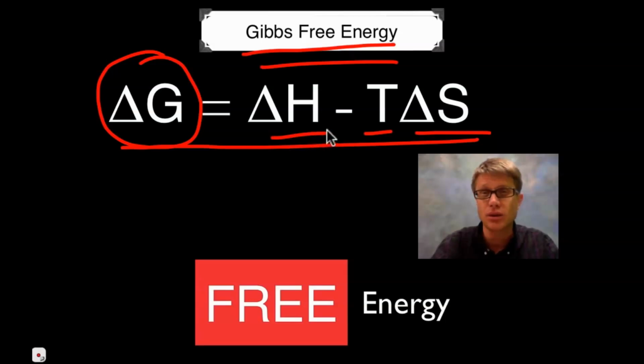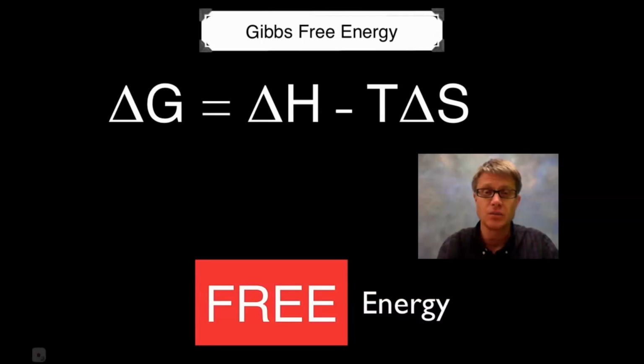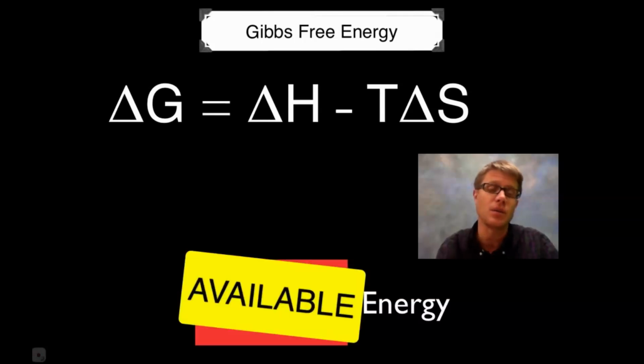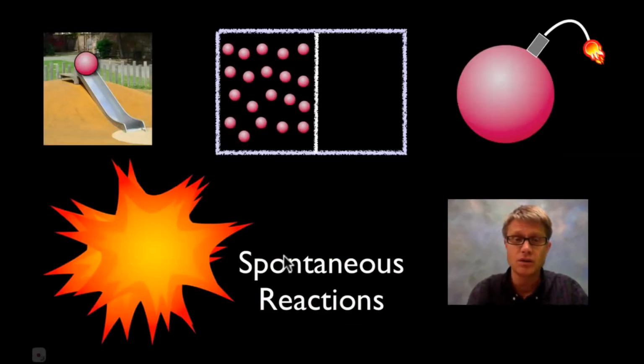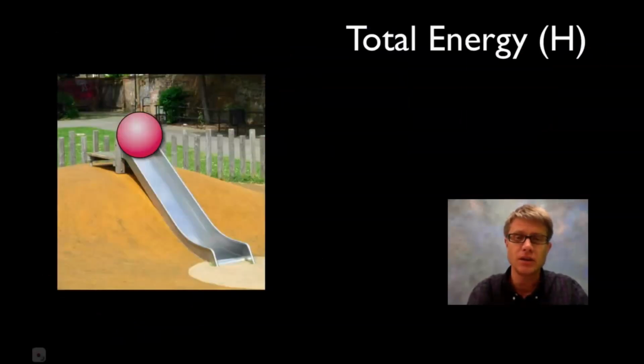H stands for the total energy, T stands for temperature, and S stands for entropy. And so basically the first thing that you should think about is that free energy, a better way to think of that is available energy. And so what we're going to do is go through three spontaneous reactions, in other words, reactions that occur on their own. And we're going to look at these values of H, T, and S. So let's start with the first one.